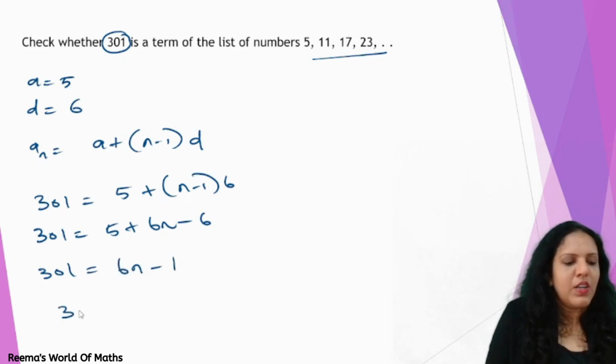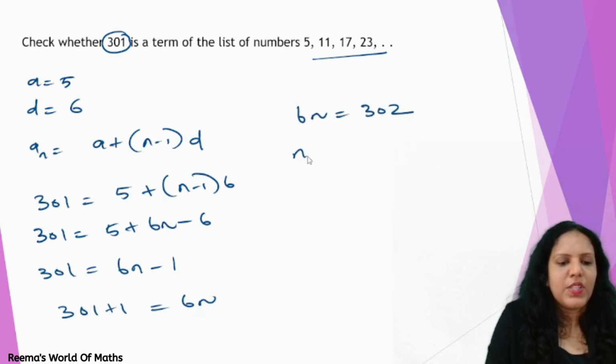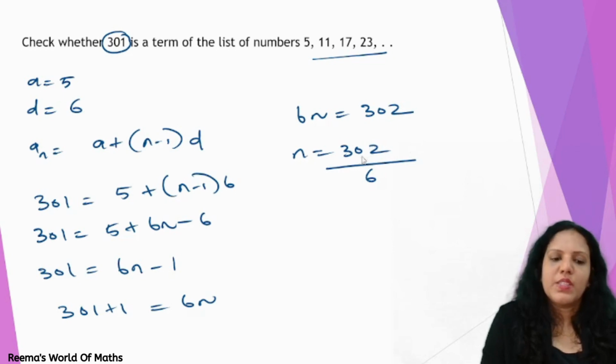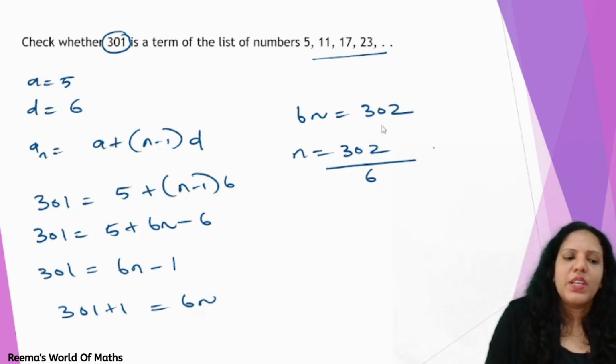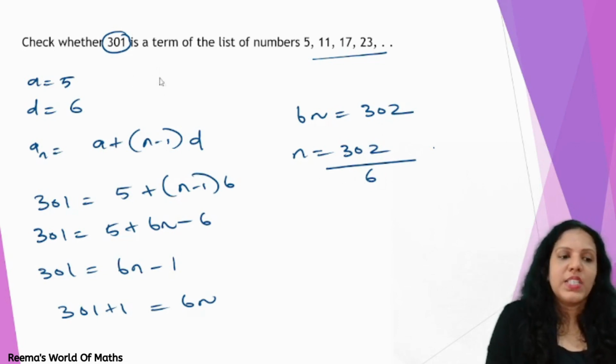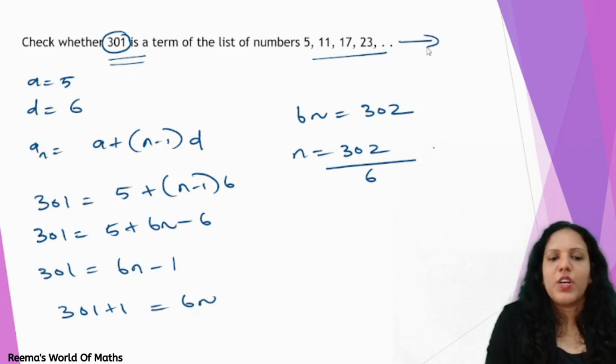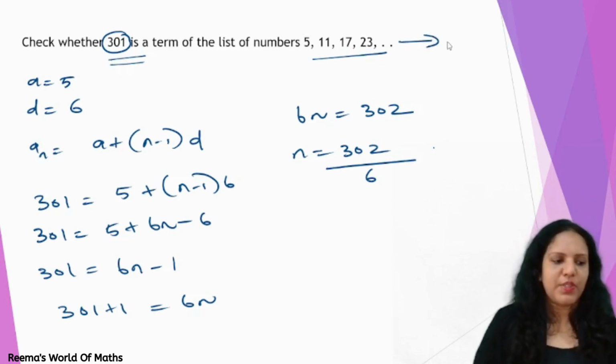So 301 plus 1 equals 6n. We can write 6n equals 302, so n equals 302 by 6. This is not divisible, 302 divided by 6 will give you a decimal figure. So we can say 301 is not a term of this AP, it is not a part of this arithmetic progression.